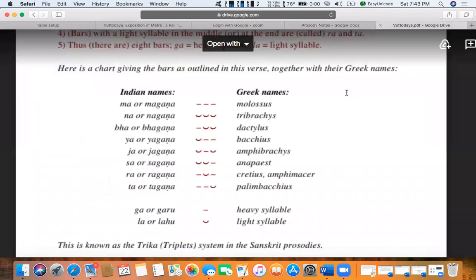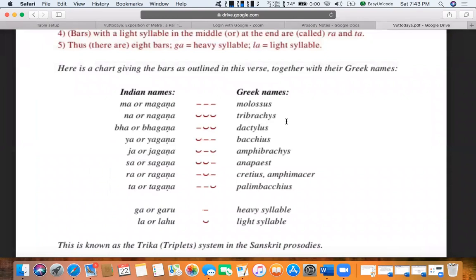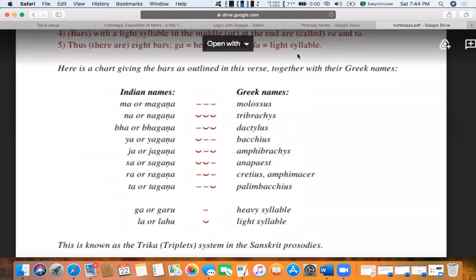Okay. So there are eight groups in meter. Groups are clusters of syllables. So we know there are two types of syllables, heavy syllables and light syllables, or in other words, long syllables and short syllables. Do you have a question about why we call them syllables without calling them letters? Is that clear for you? We call them syllables, not letters.